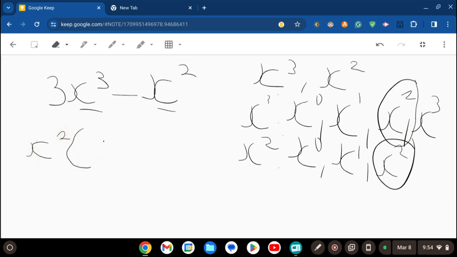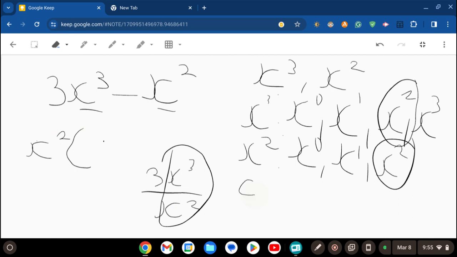Now, we want to see how many times x squared can go into 3x cubed. So it would be 3x cubed over x squared. We can see how many times x squared can go into x cubed: x cubed divided by x squared would be x raised to the power of 3 minus 1, as when the bases are the same and you're dividing, you keep the base and subtract the powers.